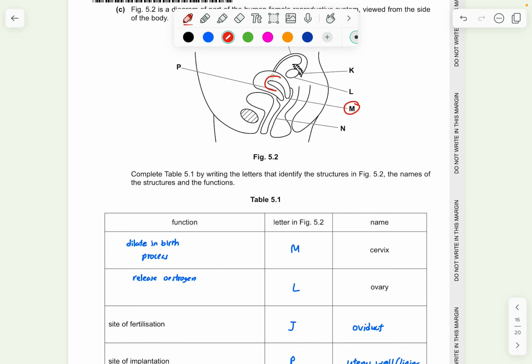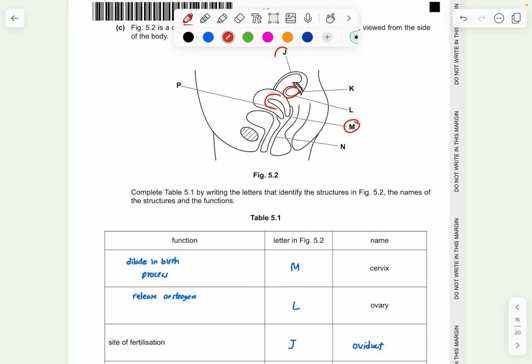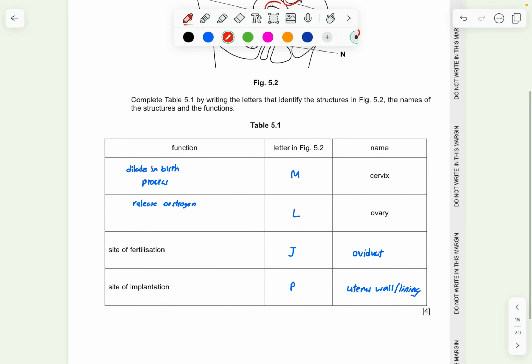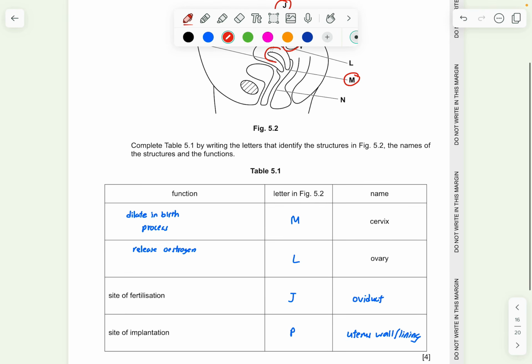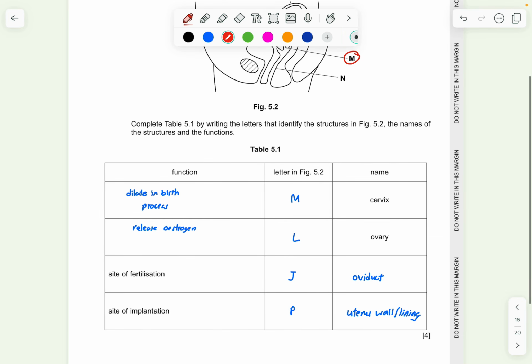The ovary is very indicated, it's like an O shape. So this is an L. It releases mainly estrogen hormones. And then the site of fertilization is always at J. It could be the oviduct or the fallopian tubes, these are also accepted. And then the site of implantation is at P. So P is here. This indicates that this is the uterus wall or the uterus lining.